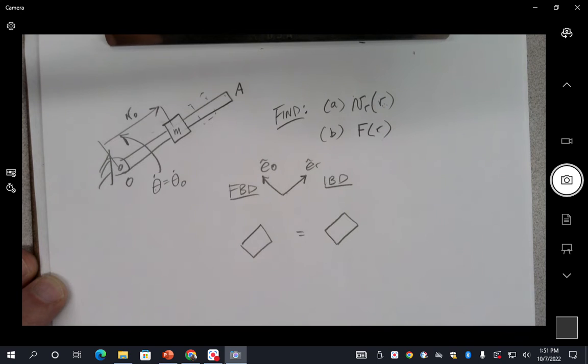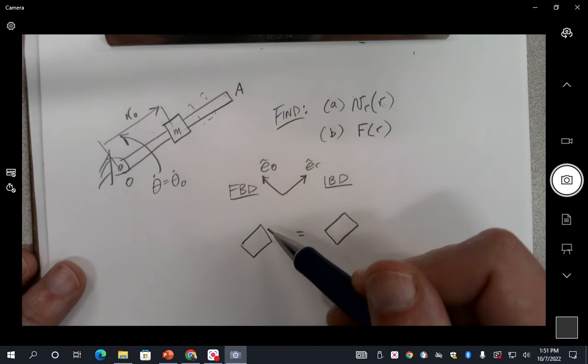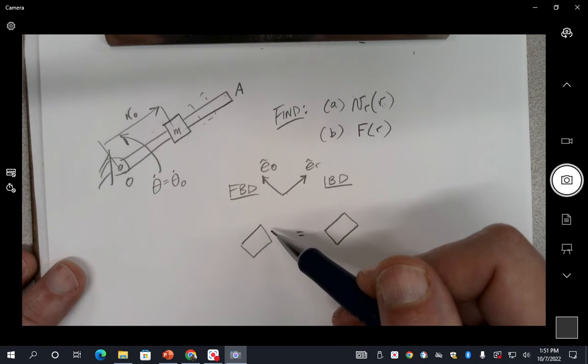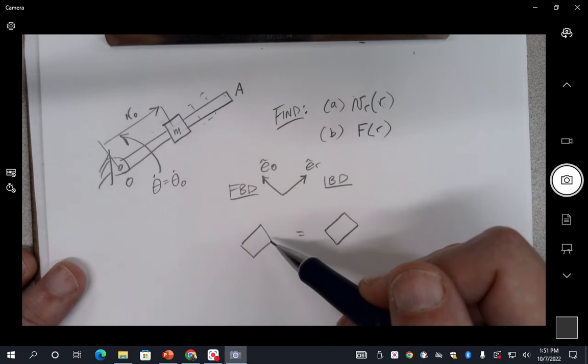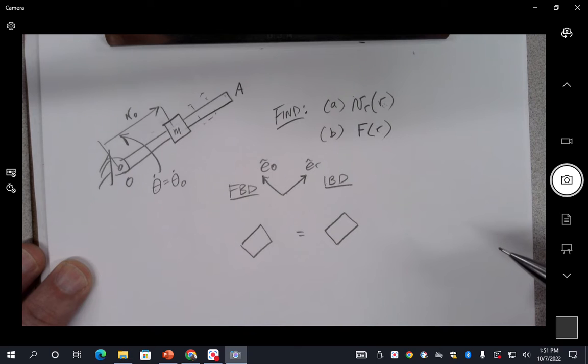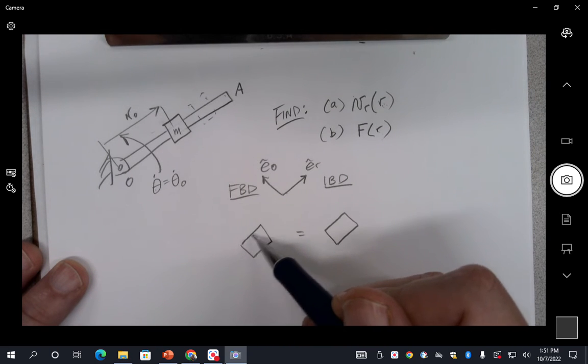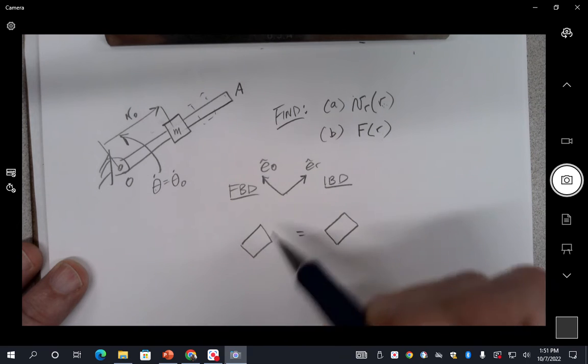If we were to take a look at this and draw the forces that have to be acting onto this, well, they didn't say anything about friction, or did they? No, they said it was frictionless. So are there any forces in the R direction?